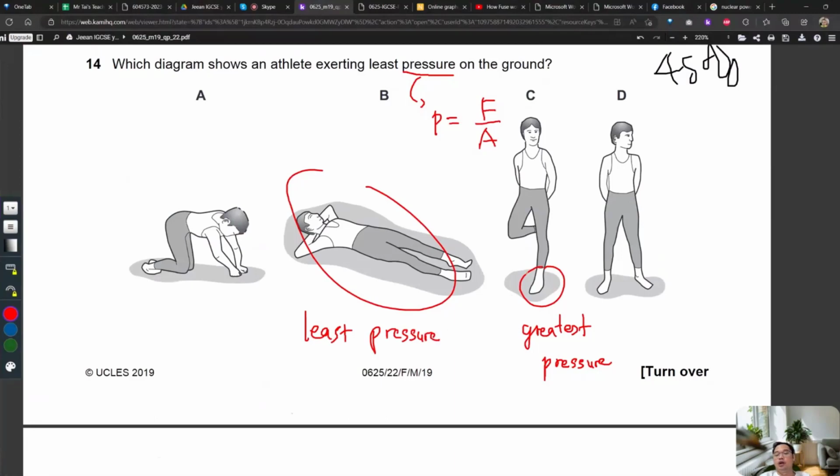So if you stand for too long, not only do you feel tired in your muscles, on your knees and your back, but you also feel pain at your feet, because of the great pressure there.